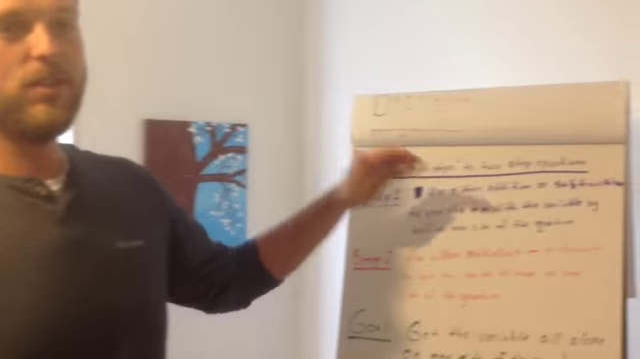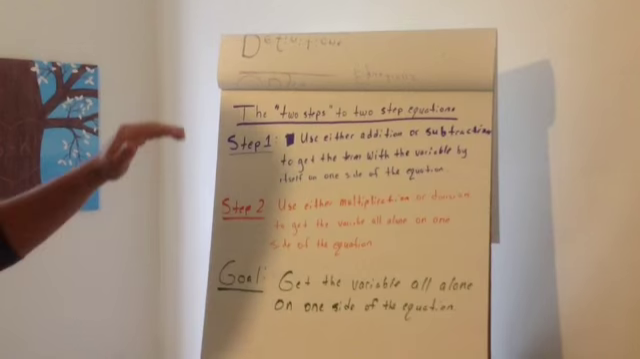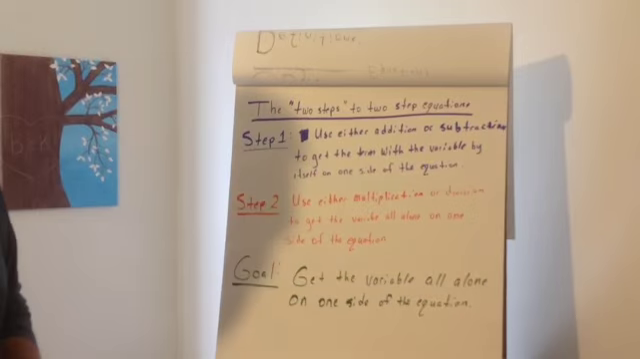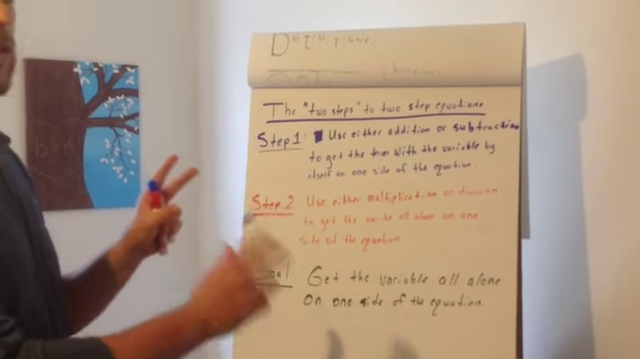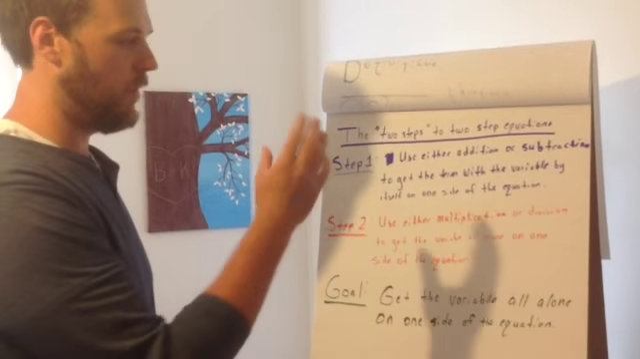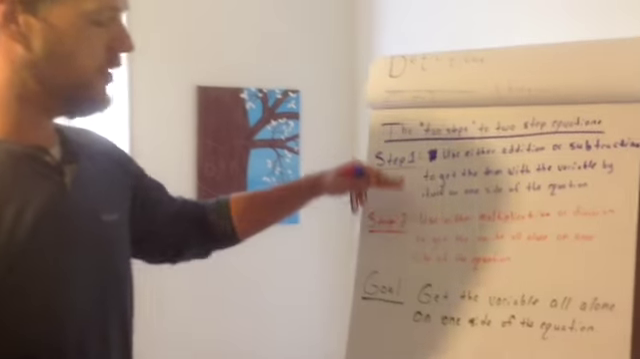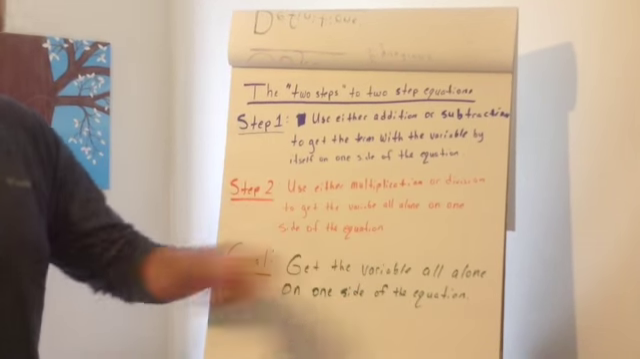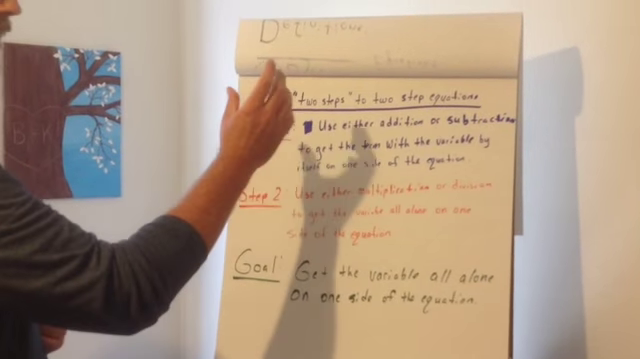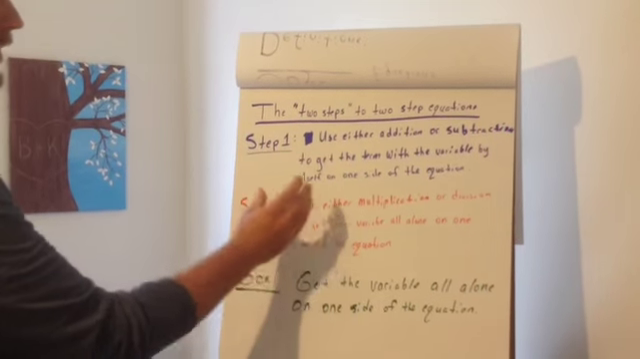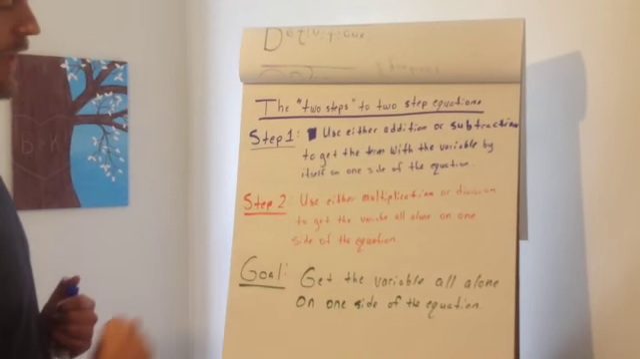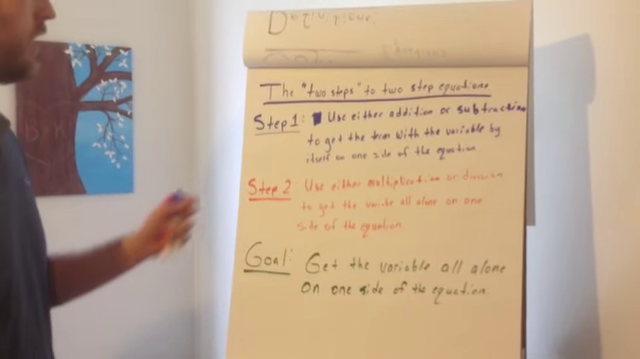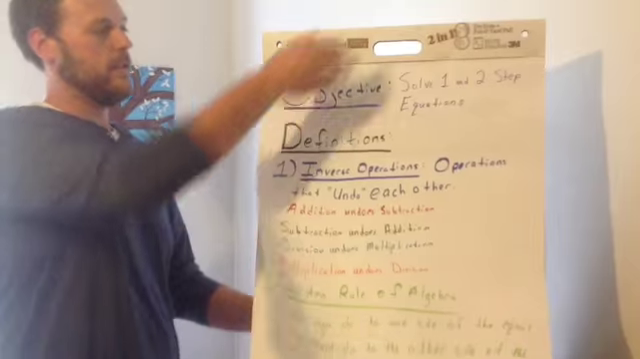So the two steps of the two-step equations are as follows. So step 1, we either use addition or subtraction to get the term with the variable by itself on one side of the equation. So you're going to have two things on one side, so you need to move one away and get the term alone by itself. Once we do that, we move on to step 2. Use either multiplication or division to get the variable all alone on one side of the equation. So up here, we get the variable and the term alone. Then down here, we get the variable by itself. So our goal is to get the variable all alone on one side of the equation. So let's do a couple of examples and show you how to do this.